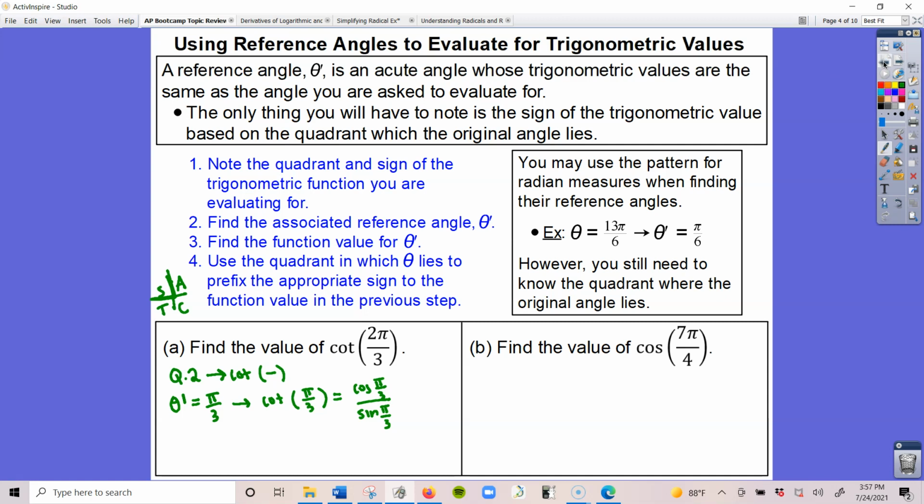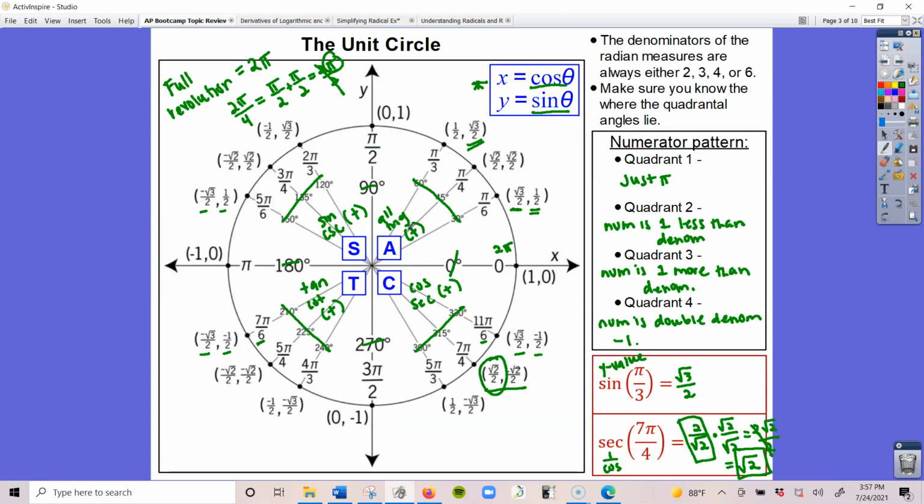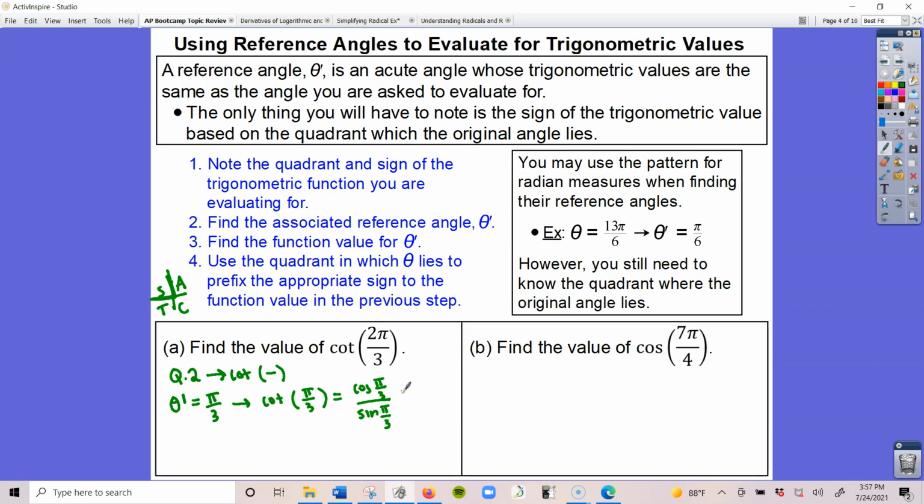I'm going to come back here a second. Here's pi over 3. Cosine is 1/2 and sine is square root of 3 over 2. We have a fraction divided by a fraction, so we're going to copy, change, flip. So 1/2 times 2 over the square root of 3. Here the 2's will cancel and we get 1 over square root of 3.